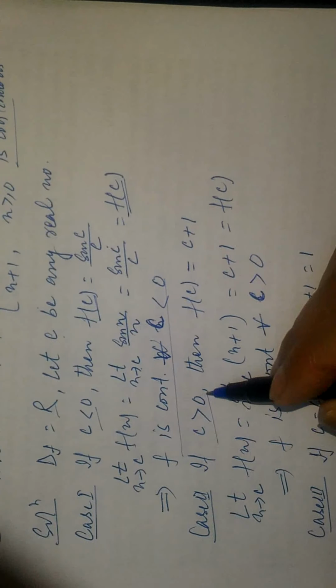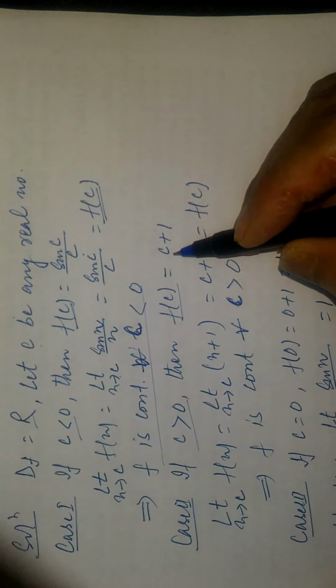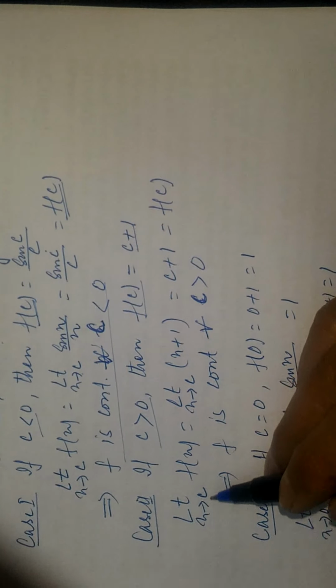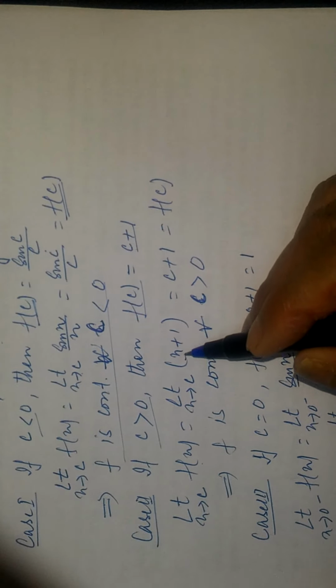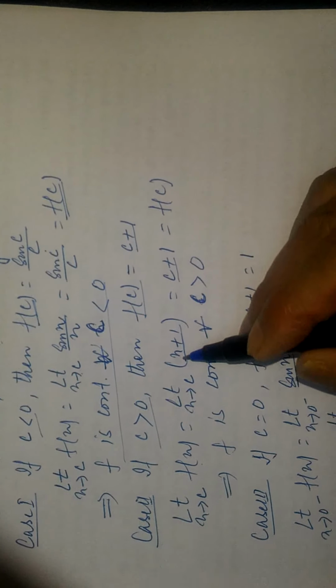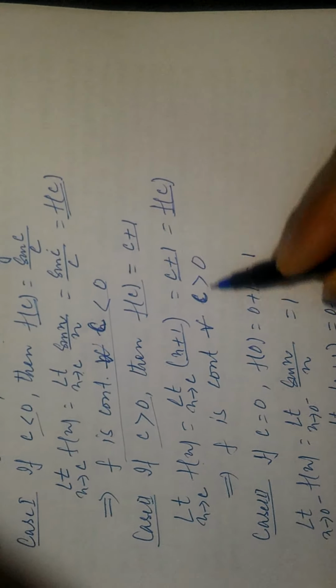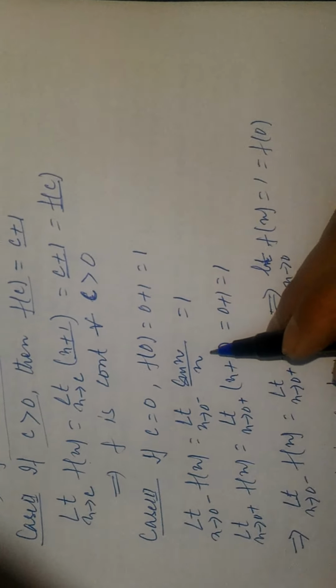Again, for c more than 0, f is defined as x plus 1, so we'll write f of c as c plus 1. For the limit as x tends to c, we substitute the value in the function x plus 1, replacing x by c, and we get c plus 1, which is equal to f of c. So we can say it is continuous for all c greater than 0.